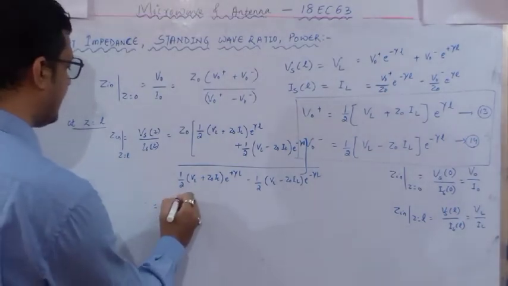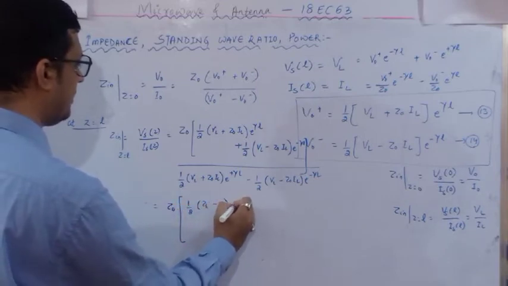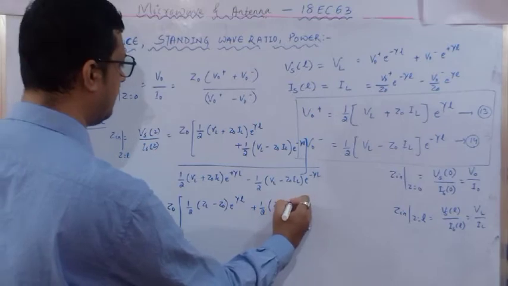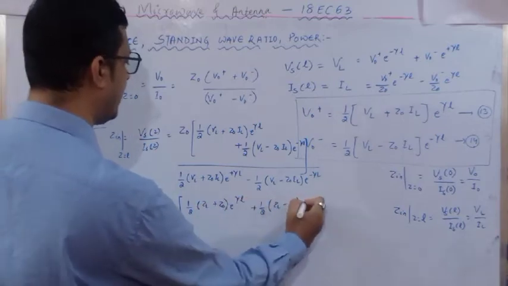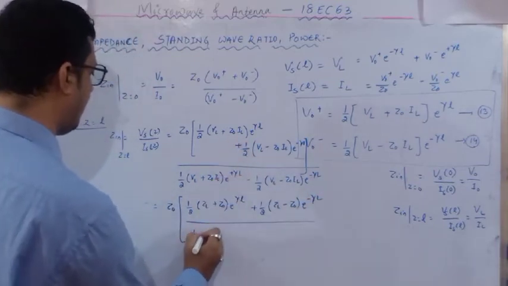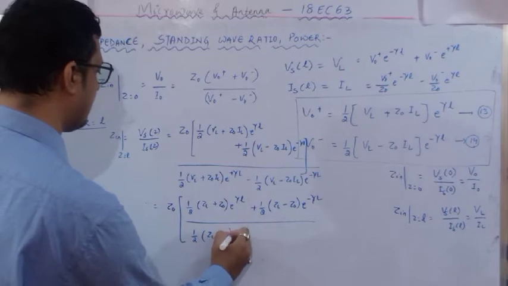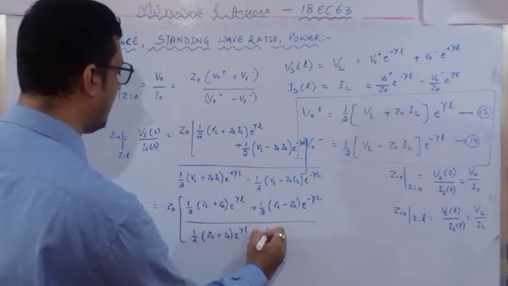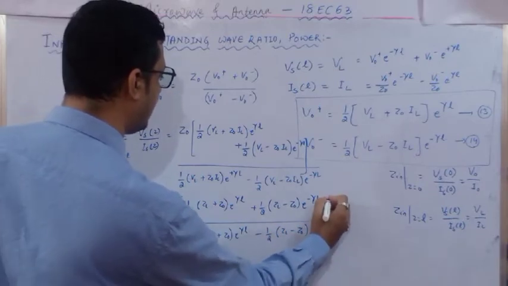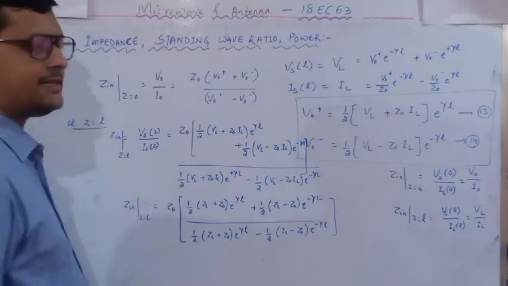In the numerator I am writing half of ZL plus Z naught e to the power gamma L, then plus half of ZL minus Z naught e to the power minus gamma L, whole divided by half of ZL plus Z naught e to the power gamma L minus half of ZL minus Z naught e to the power minus gamma L. So this is the input impedance we are calculating where Z equals L.